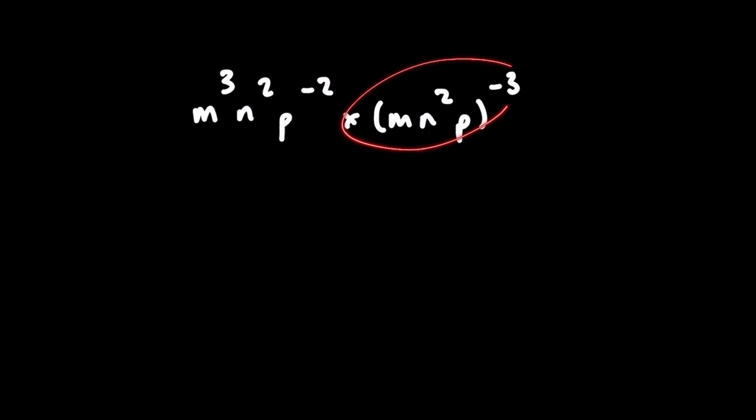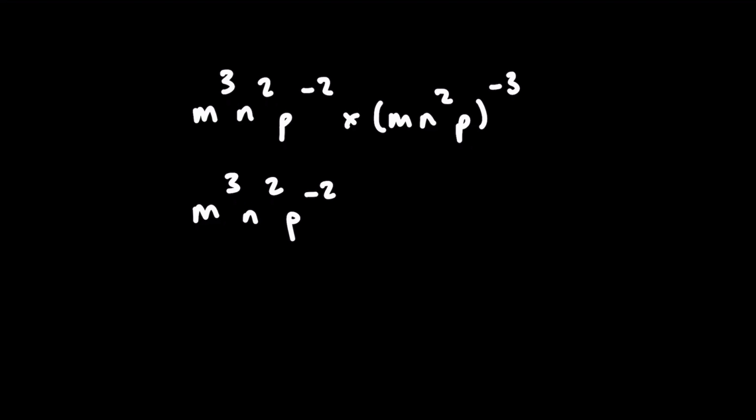So here's what I'm going to do first. I'm going to just expand this bracket out, and we know that because m and p are to the power of 1, we can just times negative 3 by 1, 2, and 1. So we can get m cubed n squared p to the power of minus 2 times by m to the power of minus 3, n squared to the power of minus 3, we just times the indices, so it becomes minus 6, and p to the power of minus 3.